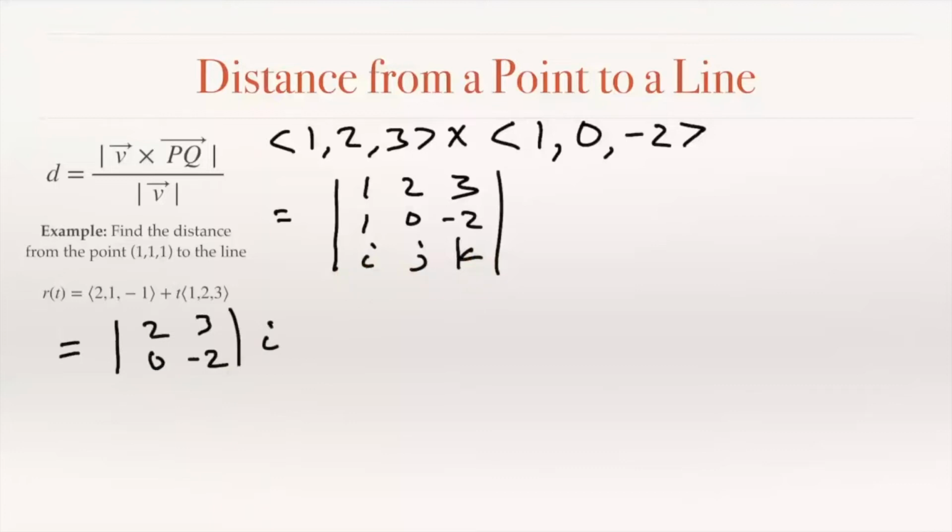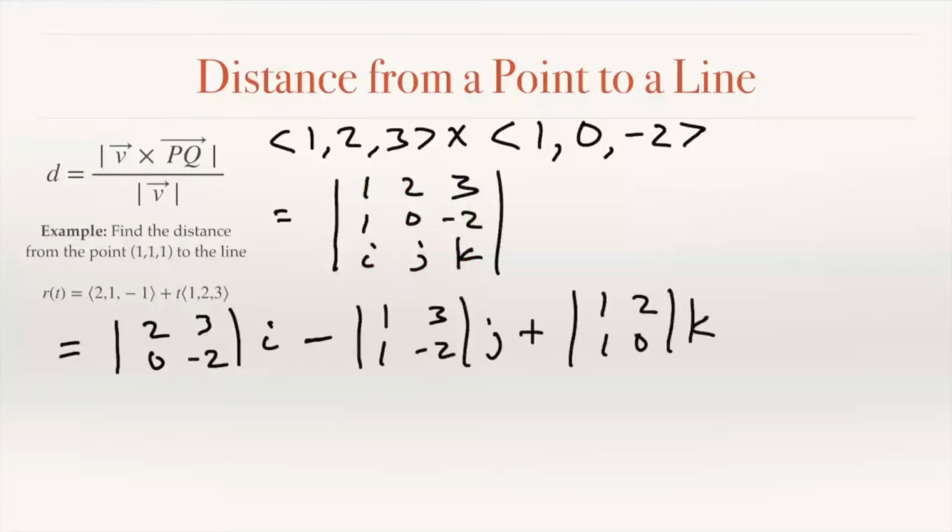cross product. So this is the submatrix obtained by deleting the row and column in which i resides, so 2, 3, 0, -2. And then we have a minus sign by the j. Deleting the row and column in which j resides, we have 1, 3, 1, -2. And then plus 1, 2, 1, 0 times k. Again, deleting the row and column in which k resides, we're left with 1, 2, 1, 0.